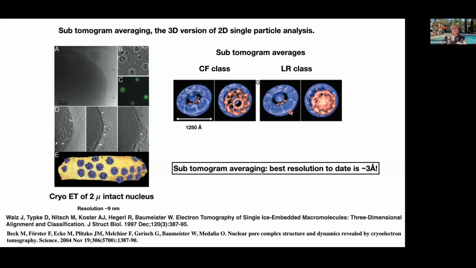So today, using subtomogram averaging from tomograms, the best resolution to date is about 3 angstroms, but more typically it's not as good as that. But it is still the way to study your structure in situ in a cell, and to look at the variations in structure and composition.